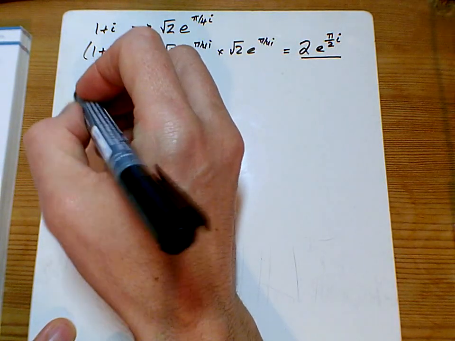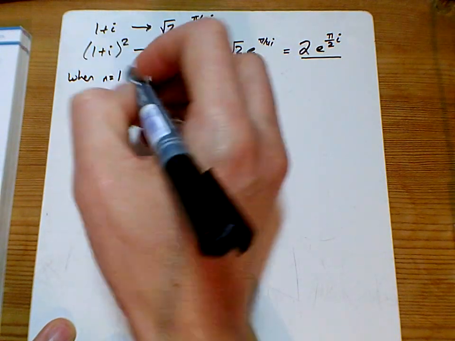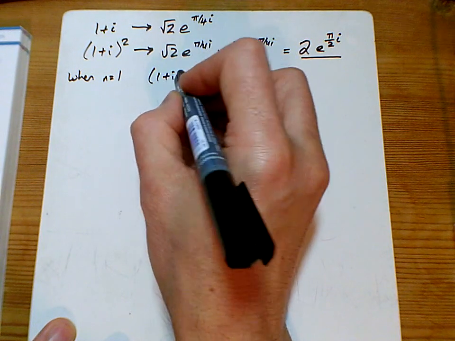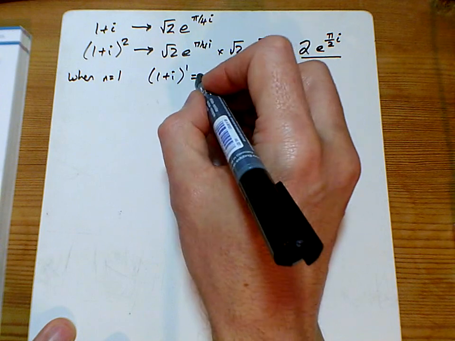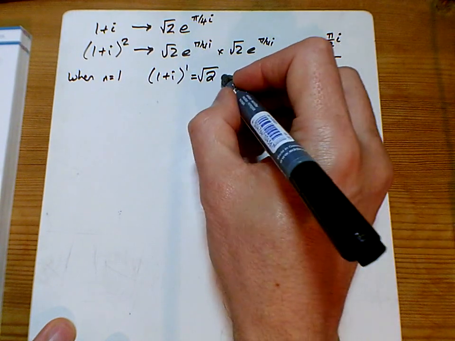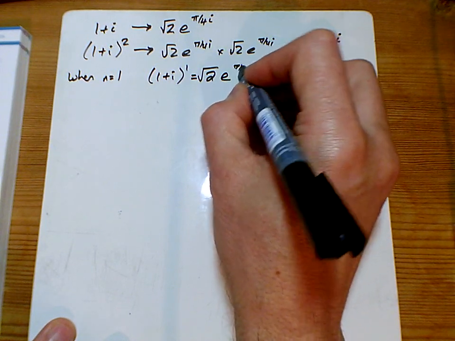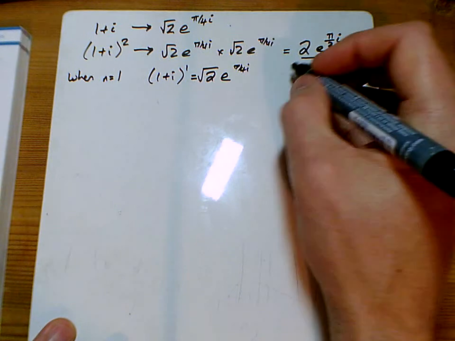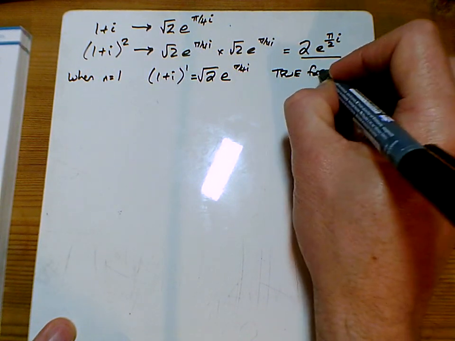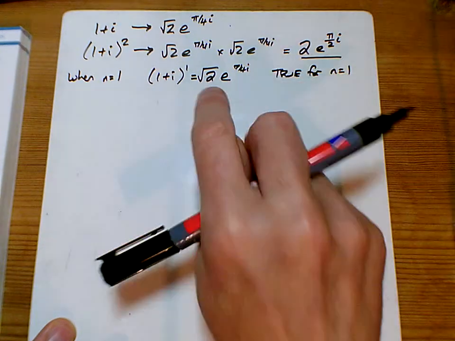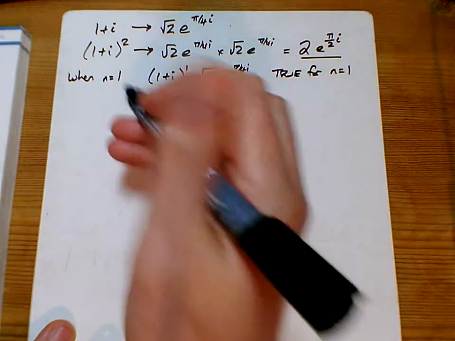Now, proof by induction. Okay, so when n equals 1, we've got 1 plus i to the power of 1, and that equals 2 to the power of a half, so root 2, and then e to the power of 1 pi over 4i. So that's what we had in part A. That's true. Sorry, my set out's not very good there, is it? But I was just working through. So basically it's true when n equals 1. I should really put left-hand side equals right-hand side.